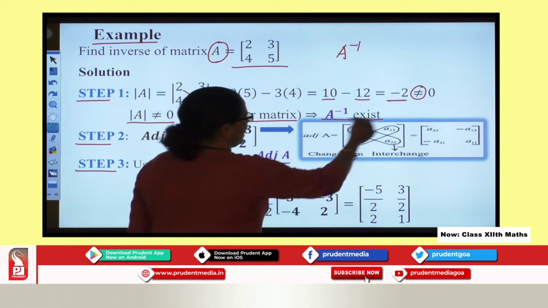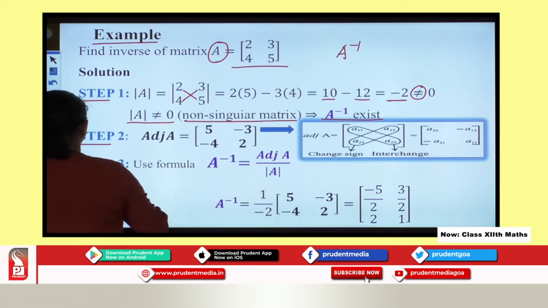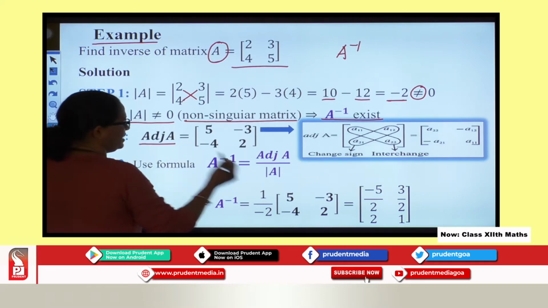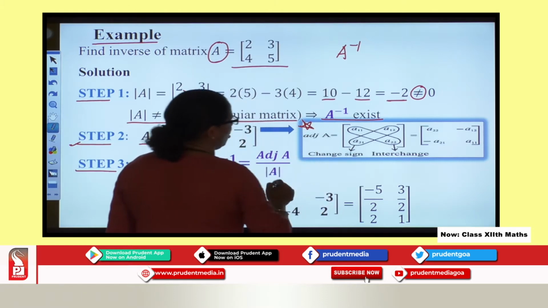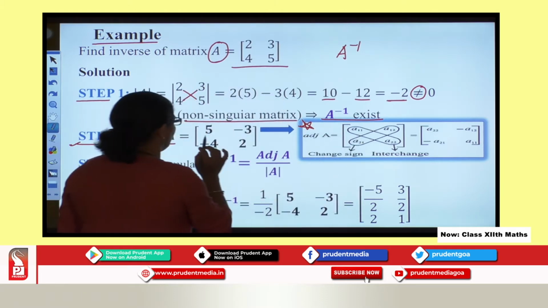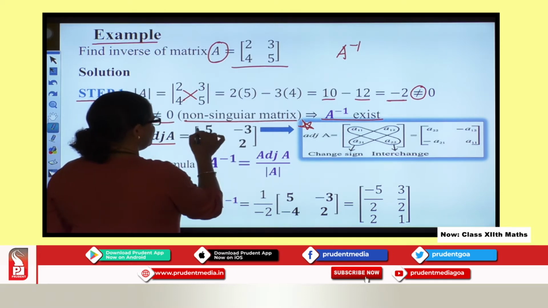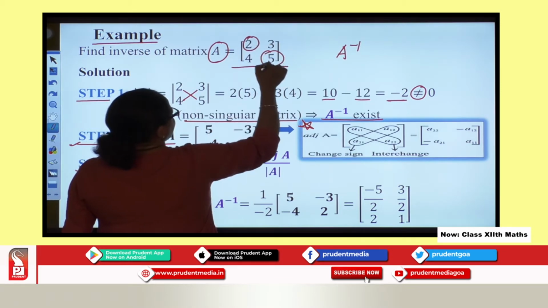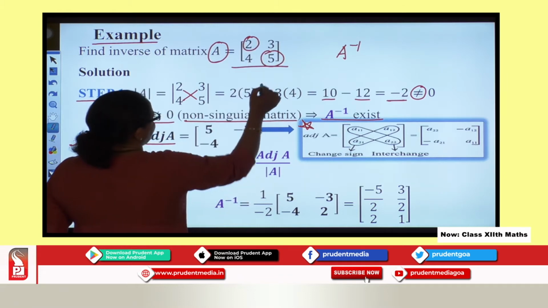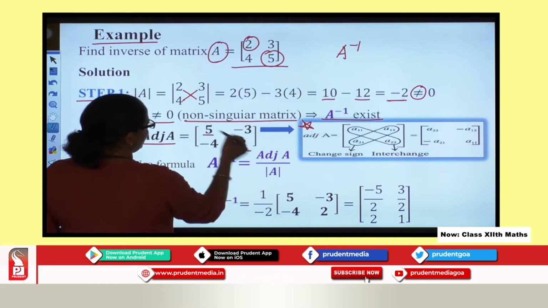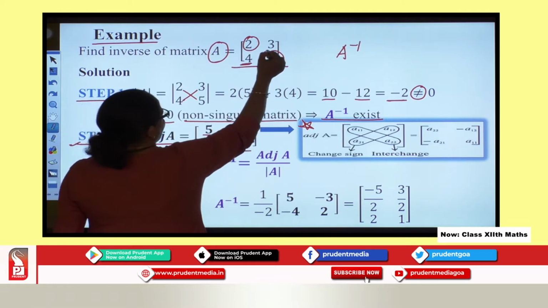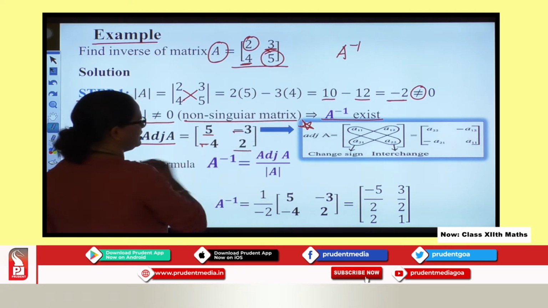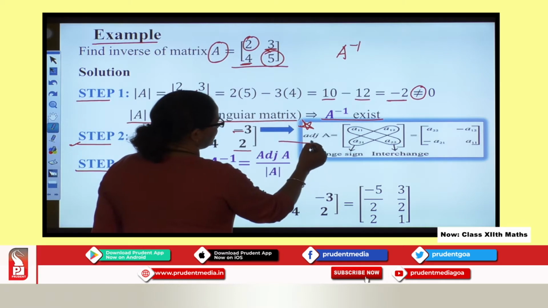Once A inverse exists, go to the second step. Your second step says you need to find the adjoint. To find the adjoint, I gave you a very important quick method for a 2 by 2 matrix. Here the matrix is given. This is my principal diagonal. I will interchange these entries, so 5 and 2 I interchange, and these entries will remain as they are, but I need to negate them. So you can see minus sign, minus sign. This is how I directly get my work done using this method.